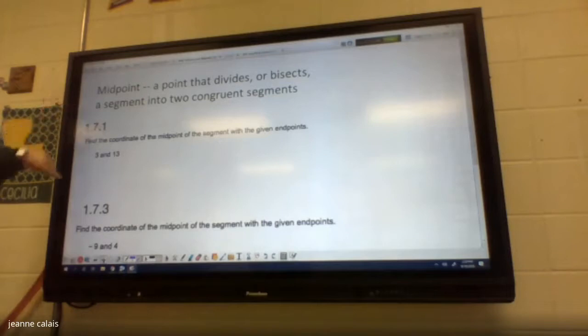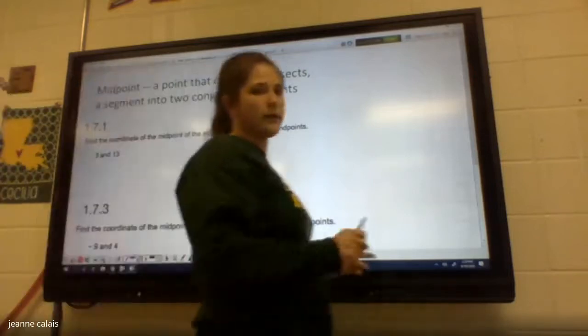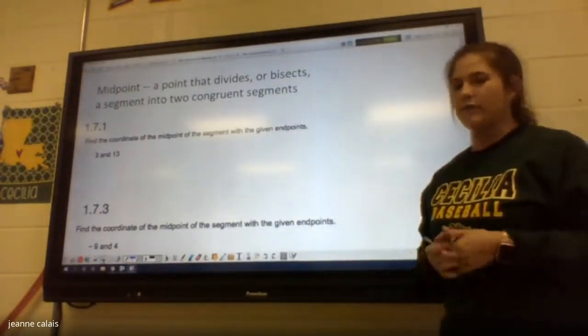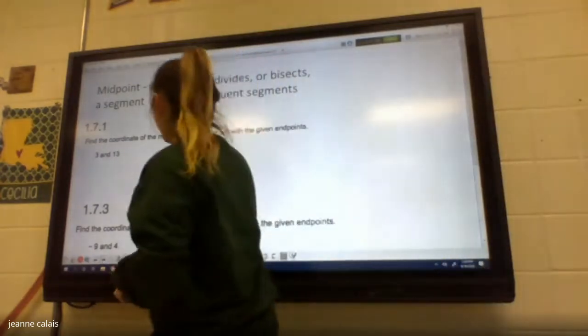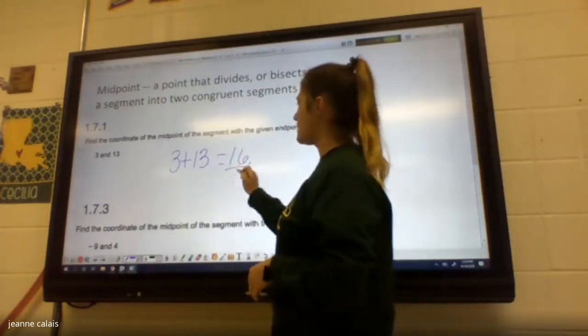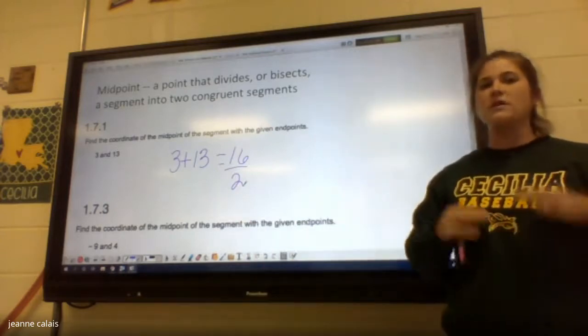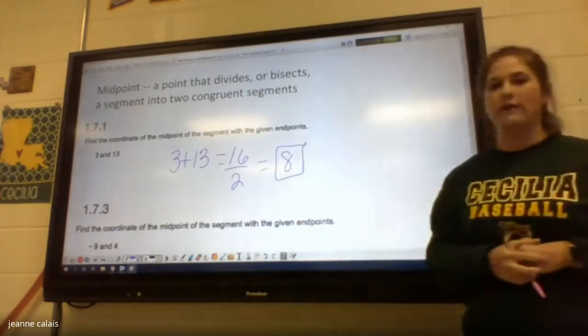Okay, so now we're talking midpoint. Midpoint is the point that divides or bisects the segment. I already gave you this definition when we talked about segment relations in 1.4, but we're bringing it up again. Midpoint, it's very, very easy. You take the two numbers, add them together. Okay, 3 plus 13 is 16. Divide by 2. Remember, midpoint is the halfway point. So you add your two numbers, divide by 2, and that's your midpoint. Okay, that's the coordinate for your midpoint.